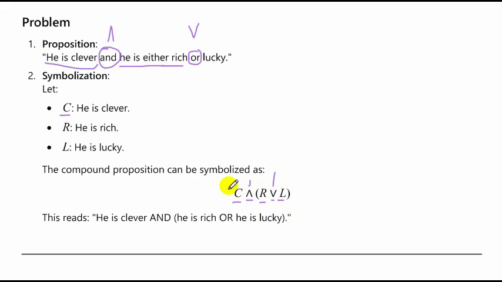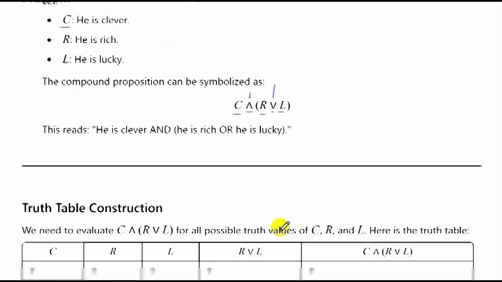Now we'll be going through many challenging propositions, converting them into their equivalent symbolic representation, as well as the truth table. So don't worry about it. There will be many more challenging questions coming up. This is going to be a long video and it's a 6-mark question. It is very scoring. This is very, very simple. This reads: he is clever and he is rich or he is lucky.